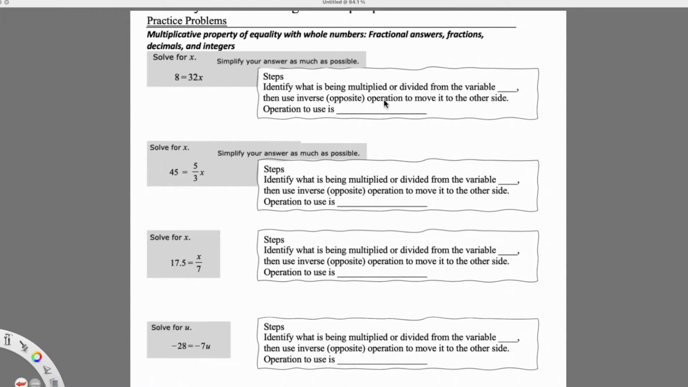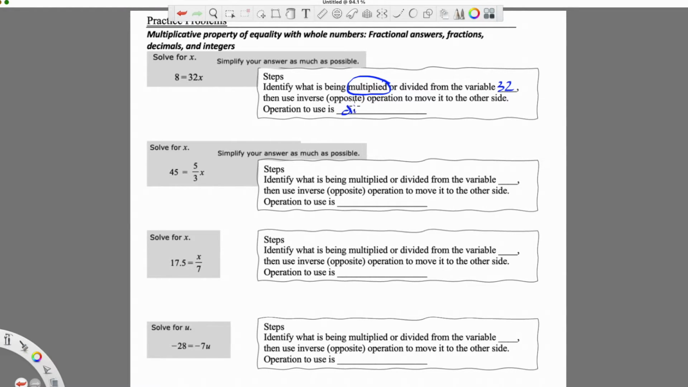So for solve for x, we have 8 equals 32x. So over here, I'll give you the little steps. We're going to identify what is being multiplied or divided from the variable. So since it's 32x, this means I am multiplying. Whenever you see them smushed together like this, that means multiplication. It means 32 times x. So I'm multiplying 32 by x.